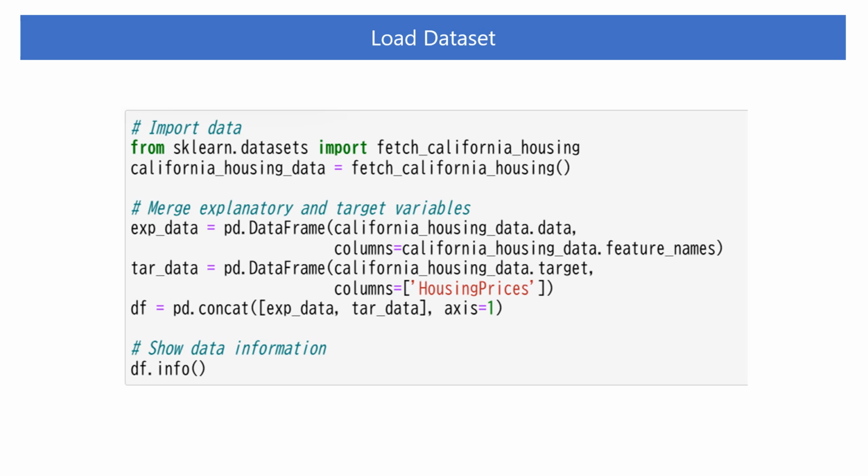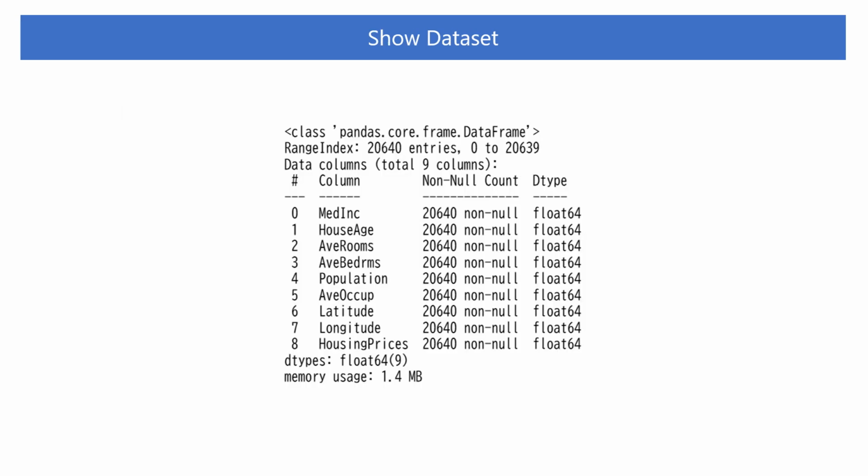After importing, merge the explanatory variables and target variables into a single data frame. Let's display the basic information of this dataset using the info method. As we can see, there are no missing values in this dataset. So, let's create missing values in the column house age.